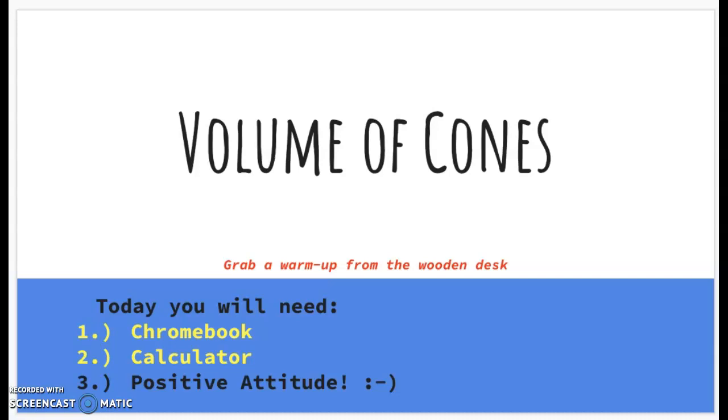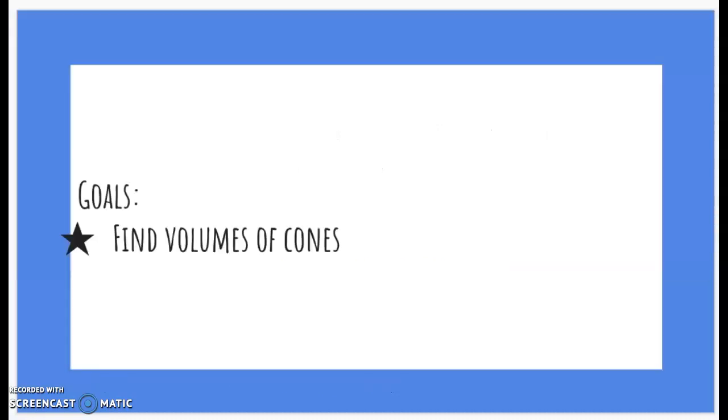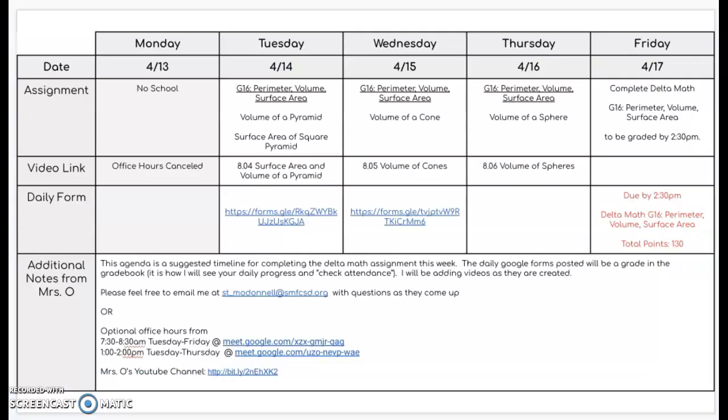This is our lesson on volume of cones. Our goals for today are to find the volumes of cones. Don't forget to come to office hours if you have questions or you feel like you're struggling and you want a little extra help.